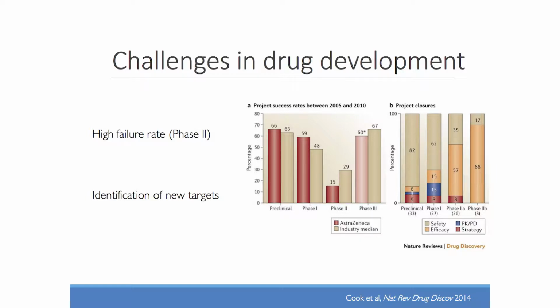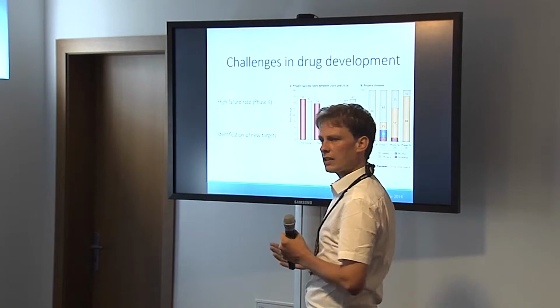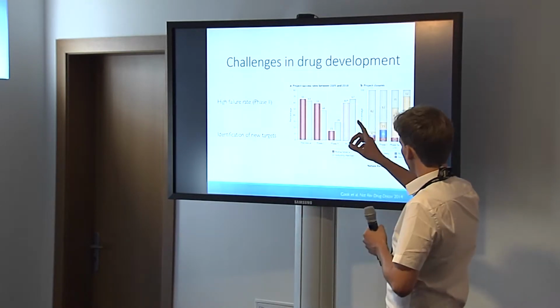So if you look at the phases here, from preclinical to phase 3, you see the least successful discoveries were actually in phase 2. A lot of projects failed here. So you can ask the question, why is that? Why were projects closed in phase 2?